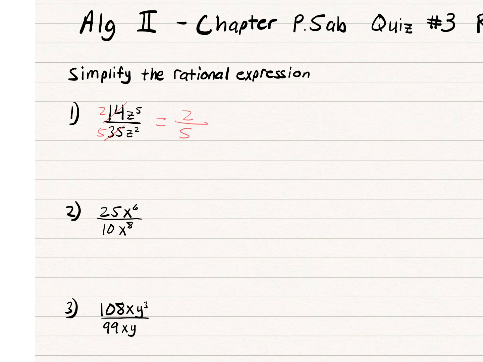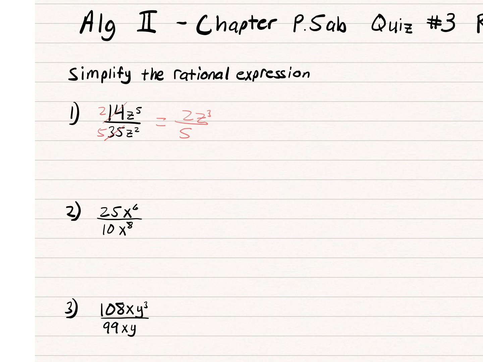And now with the z's, z to the 5th divided by z to the 2nd. This is the same as z to the 3rd. I have 5 z's on top, 2 on the bottom. So the most amount that they share is 2, right? So cancel out 2 z's on both sides, and you're just left with 3 on the top.